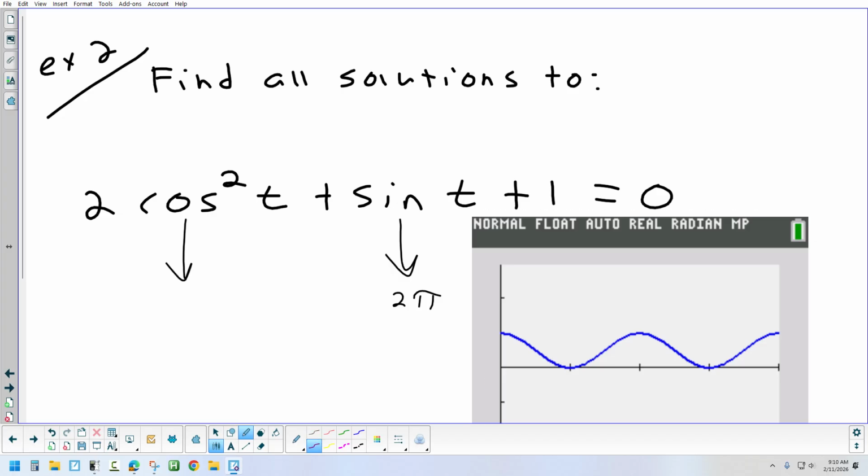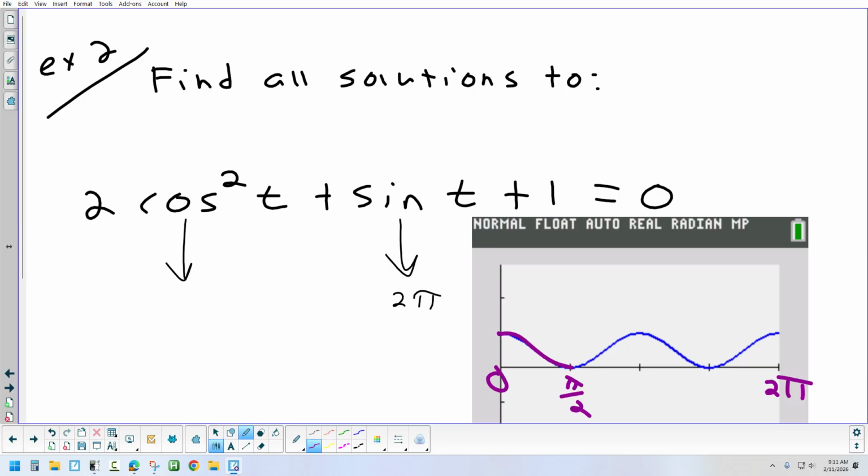So this is 0. That's 2 pi. Anyone think they can see the period of cosine squared? Yeah, 0 to pi over 2. So you're saying this is one complete cycle right there? Yeah, 0 to pi.